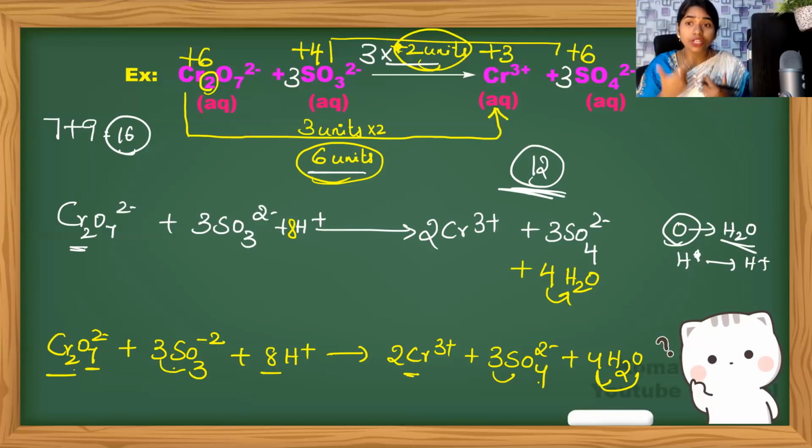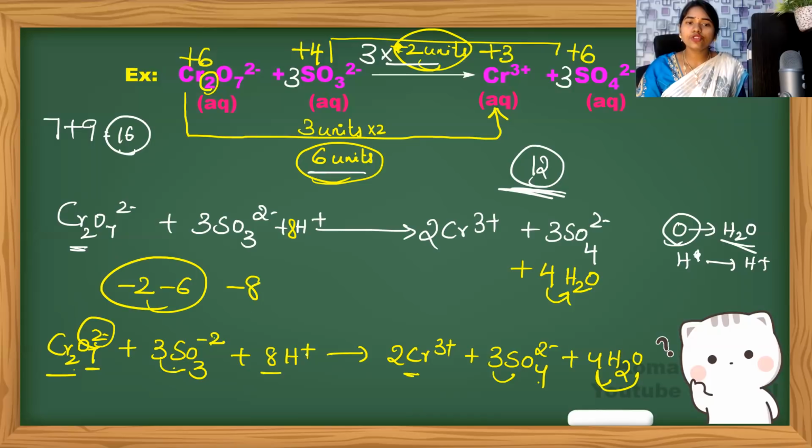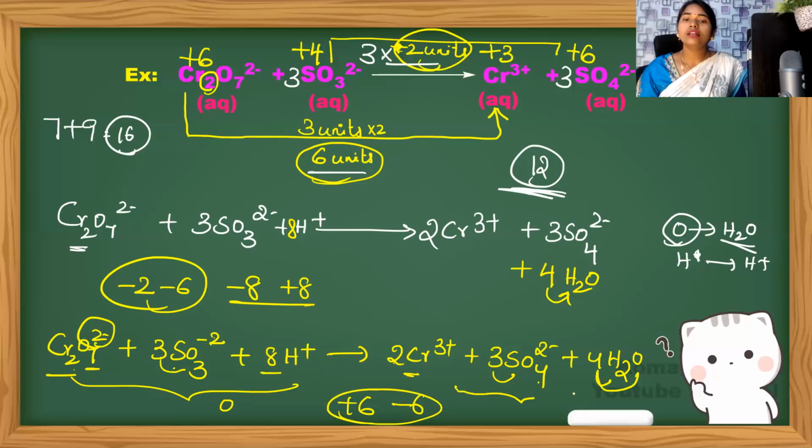And then you can check whether the charge is balanced or not. Minus 2, 3 into minus 2 is minus 6. Here minus 2, 3 into minus 2, minus 6. So total it is minus 8, and this is 8 into plus 1, plus 8. So the total charge on my left hand side is 0. And coming to the right hand side, 2 into plus 3 is plus 6, and 3 into minus 2 is minus 6. Here is a neutral molecule, there is no charge. So here also there is 0 charge. On the left hand side and right hand side, all the atoms are balanced and the charge is also balanced. So this is a perfectly balanced reaction.